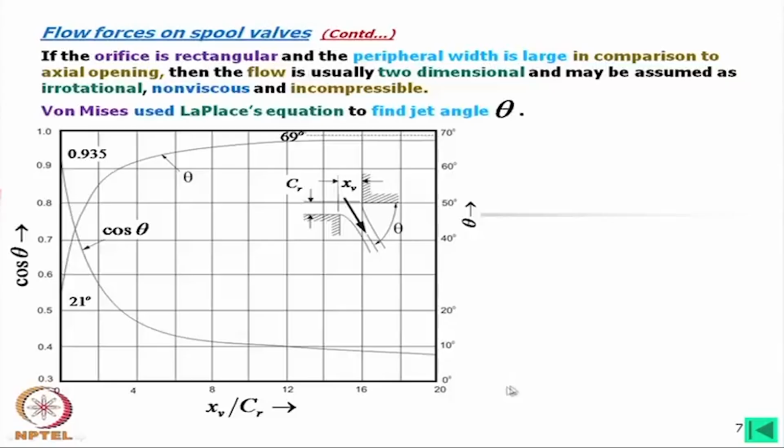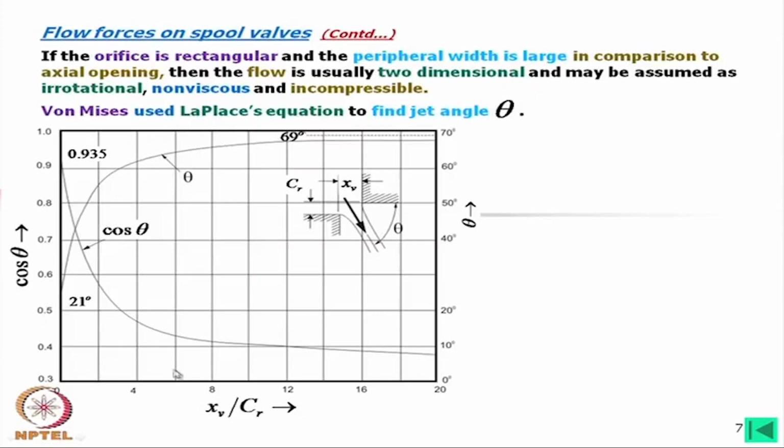Normally, xb by Cr is in this range, 20. Cr, how much? I told you that the clearance is about 25 micron. So usually, for practical purposes, the spool opening has to be 20 times this clearance. While we are opening, at that stage it is definitely less, but for the practical workable zone it will be 20 or more. For that, what we find is that theta is almost stable and very close to 70 degree, which for all practical purposes can be taken as 69 degree.